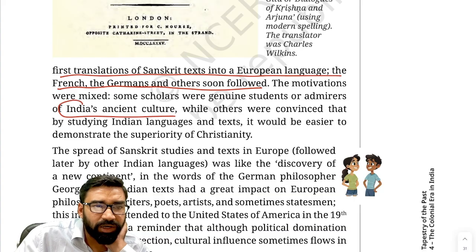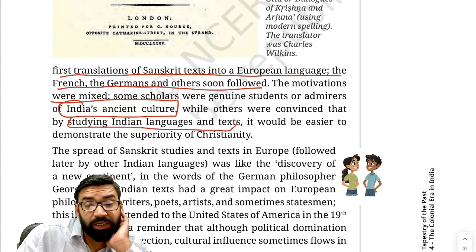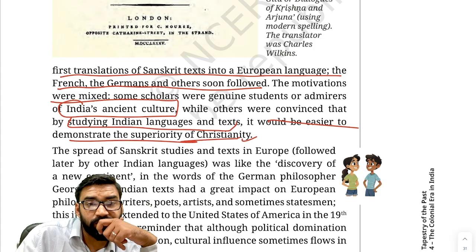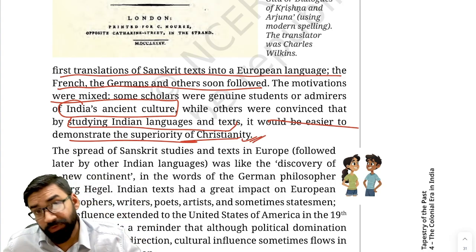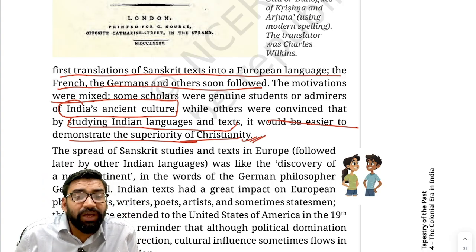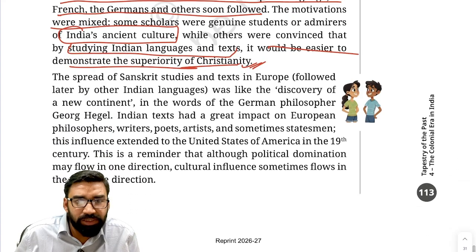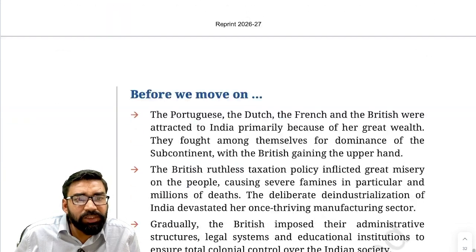Fine. Then apart from this, why were they translating? So they were trying to understand Indian culture. Clear? And that is why they were studying the Indian language and text, so that it would be easier to demonstrate the superiority of Christianity. So they would translate in that way where they can show their supremacy in terms of Christianity or in terms of their culture and religion. Clear? This is something which is important.